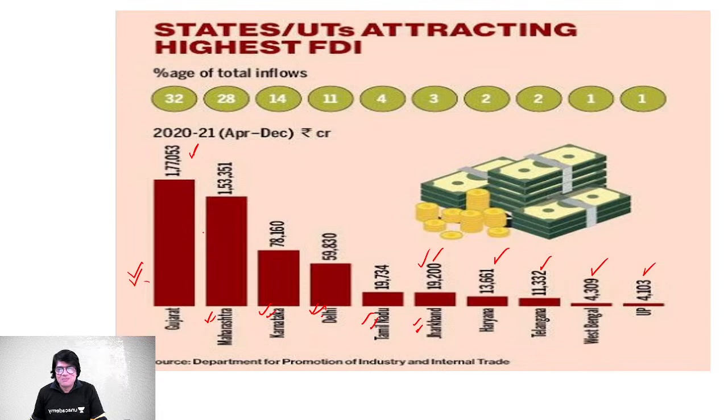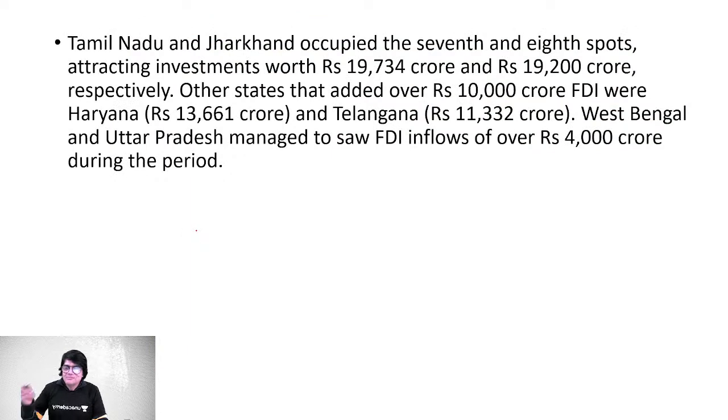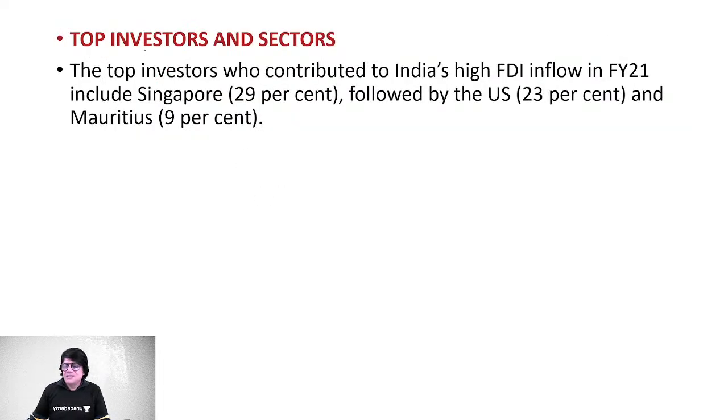Gujaratis are great business people, no doubt about it, right? And they're showing that here also, that FDI investment is highest for Gujarat. This is a remarkable thing. And of course, as I said, Tamil Nadu and Jharkhand occupied the 7th and the 8th spots in attracting investment. So these figures are there from the ministry.